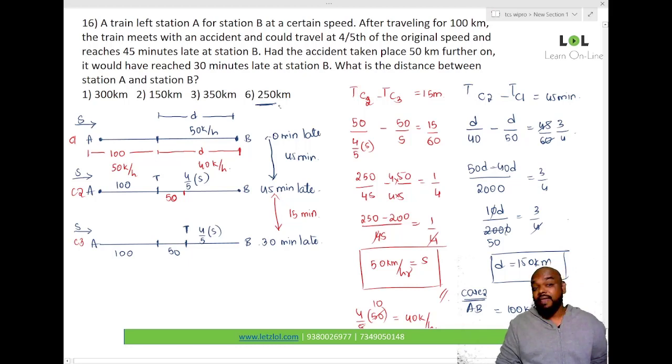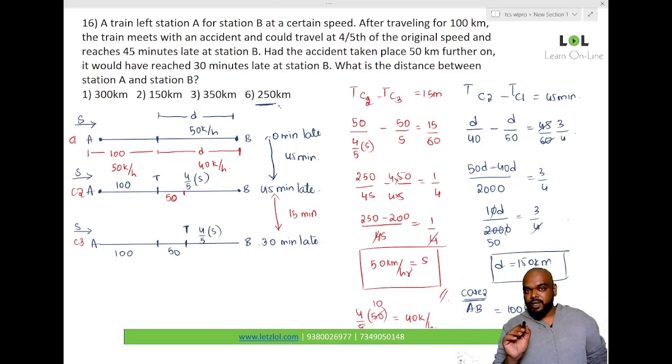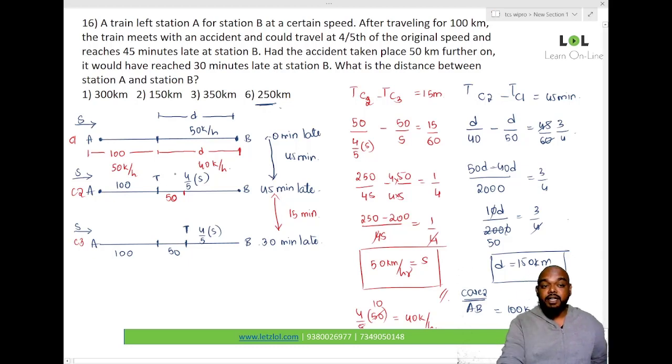Trickier one, as I told, lengthier one as well. So let me explain it clearly one more time to you. In case 1, it completely travels from A to B at speed S. In case 2, first 100 kilometers it travels at speed S, and from E to B, it travels at 4/5 of the speed. Okay, and it takes 45 minutes more. Whereas in case 3, first 150 kilometers, it travels at an original speed S. From T to B, this time it will travel at 4/5 of the speed. Now, here it is only 30 minutes late.